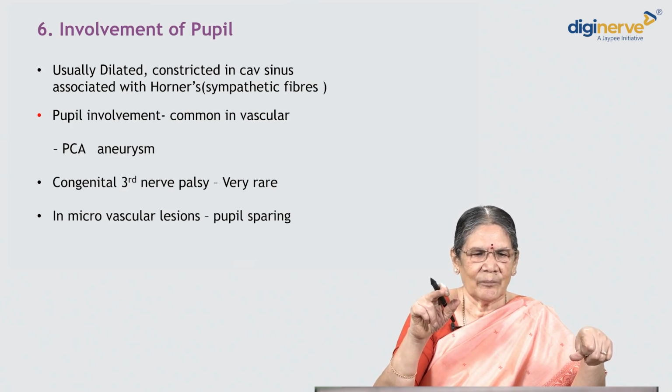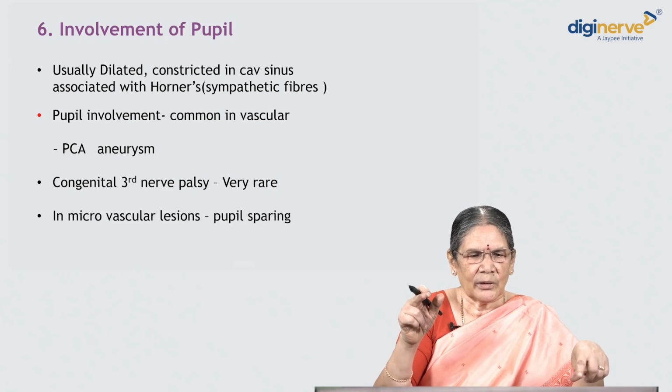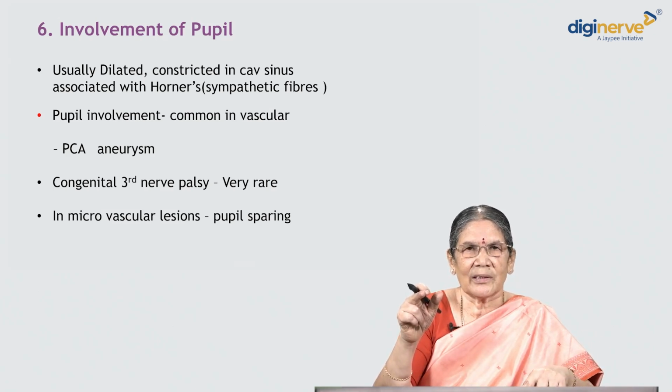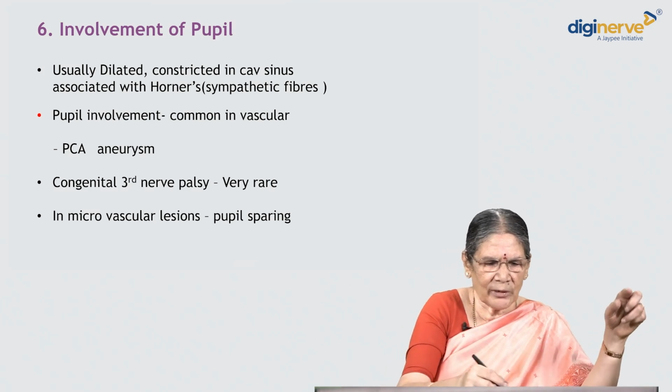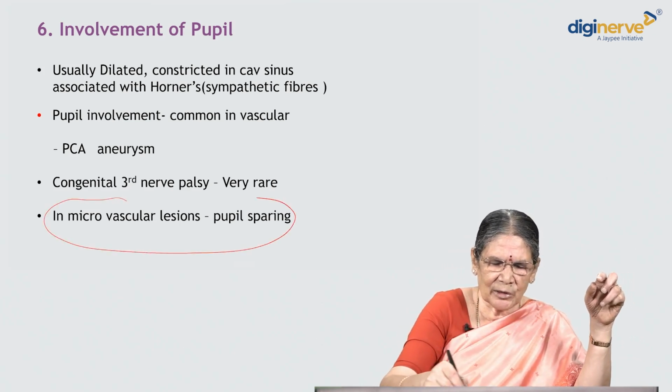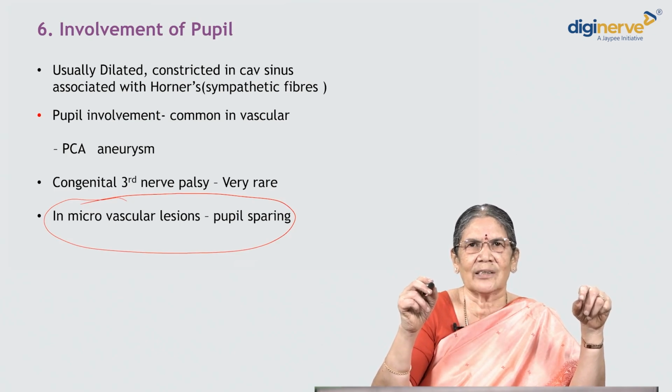As I said earlier, pupillary involvement is usually common in posterior communicating artery aneurysms, resulting in a dilated and accommodation-lost pupil. So, rarely in congenital third nerve palsy also you can have pupillary involvement, but it is very rare. And pupil-sparing, this is very important to know because it is a very common condition. Repeatedly we are telling about pupillary sparing in vascular lesions. There is some importance, we will come to it at the end.